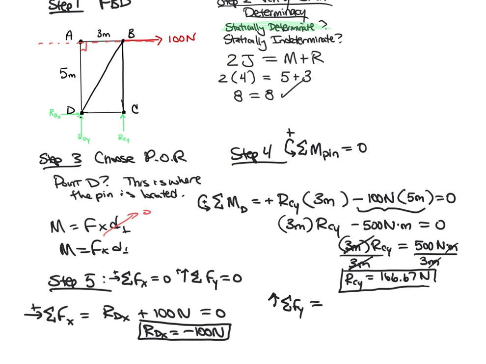Can someone read out to me the equation here? No, the equation. Oh, sorry, that was not an answer. Thank you, Gigi. Gigi, say it again. 166.67 plus RDY. So what does RDY equal to? Yep, negative 166. So our assumption was wrong. It goes the other way.